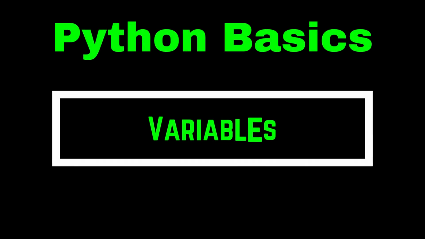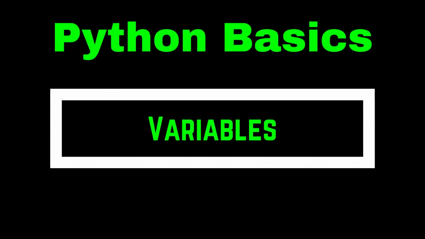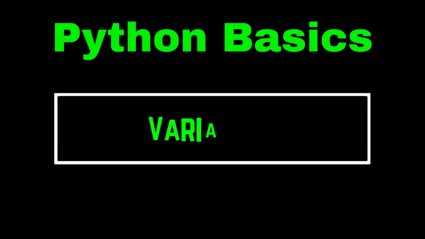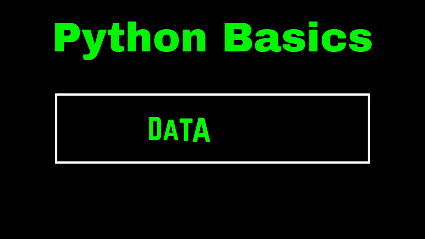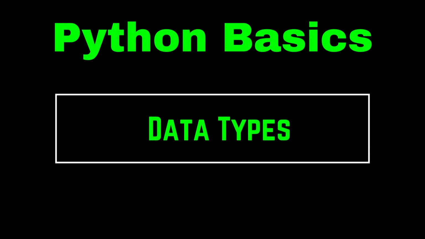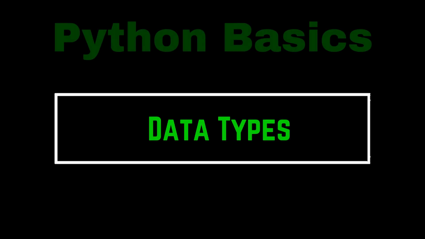Variables are used to store data in Python. They are created by assigning a value to a name. Variables can store different types of data such as numbers, strings, and lists. Python has several built-in data types such as integer, float, string, list, tuple, and dictionary. Each data type has its own set of operations that can be performed on it.